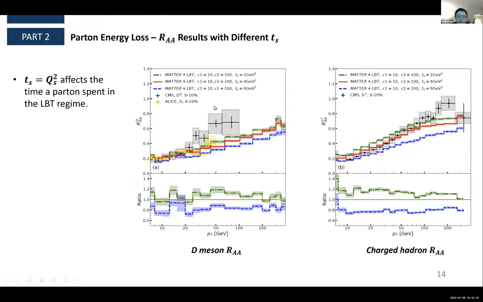And another parameter we can look at is the switching virtuality. And we can see this time it has a very big effect on both RAs, because this switching virtuality effectively controls the time the partons spend in the LPT phase where the most energy loss happens.